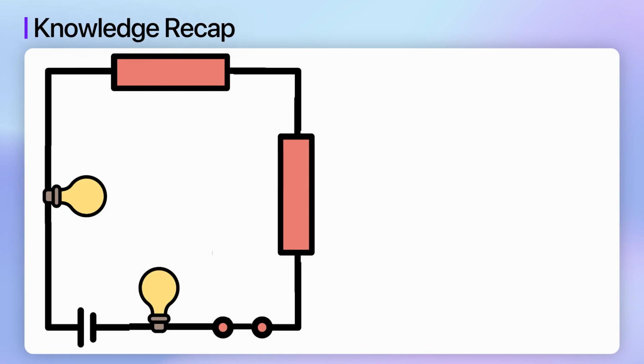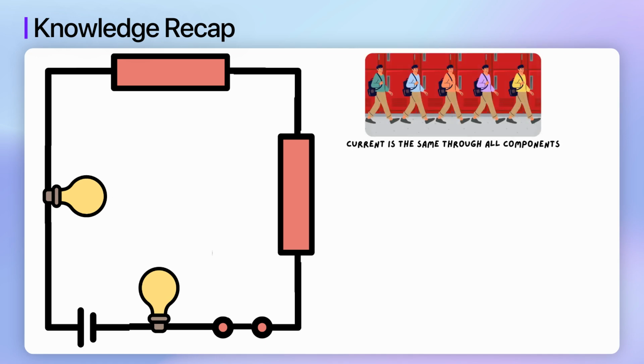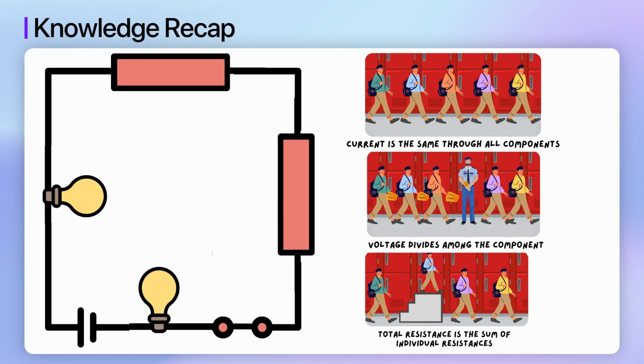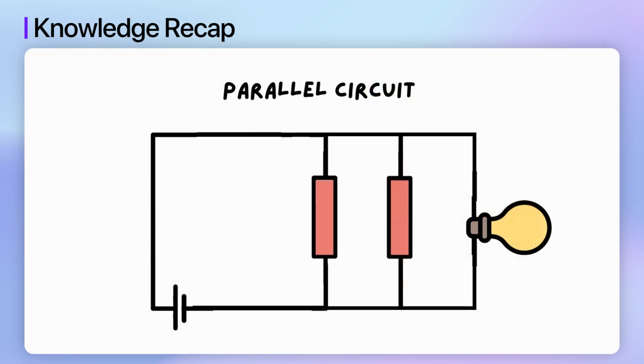So far, you have gained a solid understanding of how current, voltage, and resistance behave in series circuits. You've learned that in a series circuit, the current is the same through all components, the voltage divides among the components, and the total resistance is the sum of individual resistances. Building on this foundation, we can now delve into the unique characteristics of parallel circuits. This lesson will deepen your understanding of electrical circuits and how different configurations affect the behavior of current, voltage, and resistance, enhancing your broader comprehension of physics principles. Let's get started.